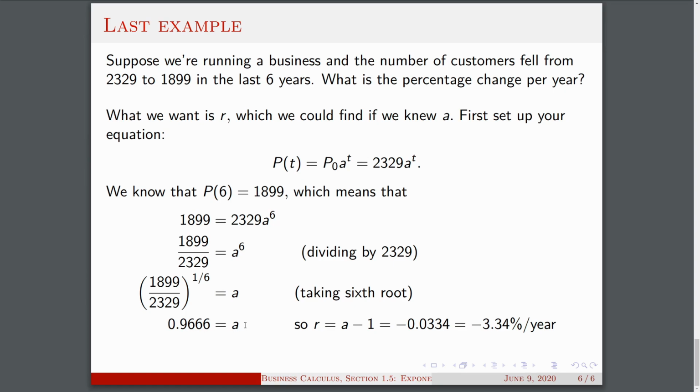Once we have our growth factor, we can subtract 1 from that and get our percentage rate of change. And when I subtract 1, I get minus 0.0334. And after I move the decimal 2 places to write that as a percent, it is minus 3.34%. And since it's an annual percent rate of change, I will put percent per year. So I'll write that as my units.